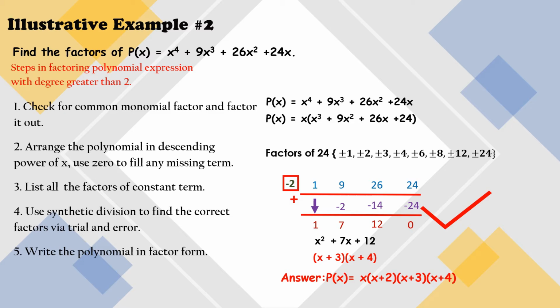That is the common monomial factor that we set aside a while ago. Then we have x plus 2. That is from the synthetic division. That is from the negative 2 that we used in the synthetic division. You just simply write it back to x minus c form, and that will give us x plus 2. Then the x plus 3 and x plus 4 are from the factors of the quadratic expression x squared plus 7x plus 12. So the factors are x times x plus 2 times x plus 3 times x plus 4.